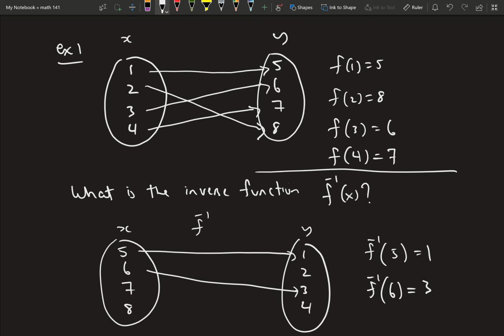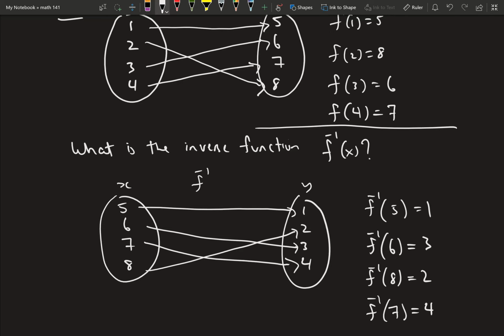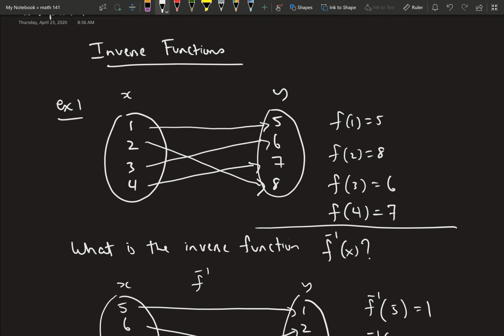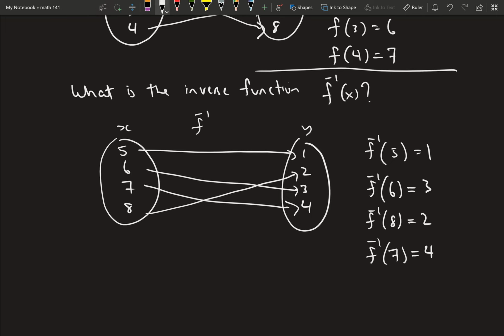2 went to 8, so 8 goes back to 2. So f inverse of 8 is equal to 2. And finally, 4 went to 7, so 7 goes back to 4. f inverse of 7 is equal to 4. So this would be the inverse function f inverse of x, where the original function f was given like so. So there's a couple of things to note. Notice here there are two properties that are happening, two things to observe.